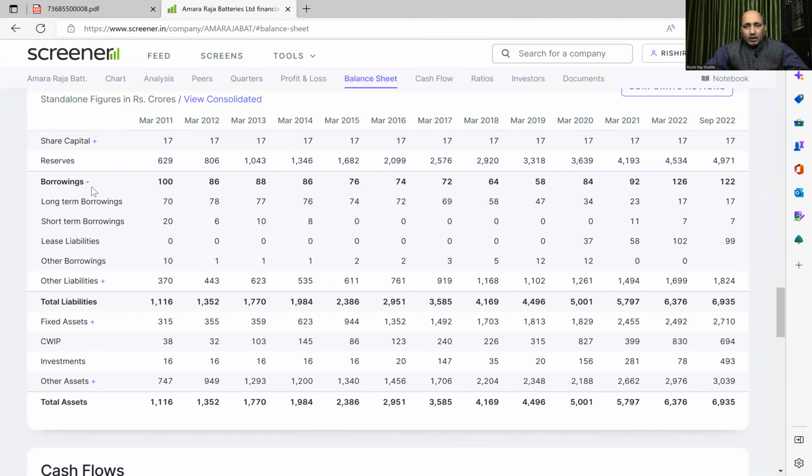For example, the company has taken a loan for a factory building or some asset creation, and it is for 10 years or 15 years or so. So this will come under long-term borrowing. If the company is taking a loan for a shorter period, that will come under short-term borrowing.